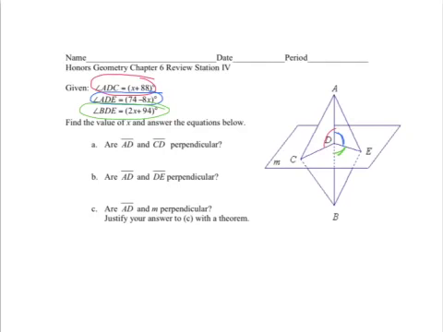Now, it says find the value of x and answer the equations below. So we got to think about how we're going to solve for x first. Well, one thing that I notice, if I remember back to a long time ago in geometry, a straight angle is something that we can assume, and ADB is a straight angle. Okay, and I know that a straight angle is 180 degrees. So if I take my blue and my green, which are these two here, add them together and set them equal to 180, I should be able to solve for x.